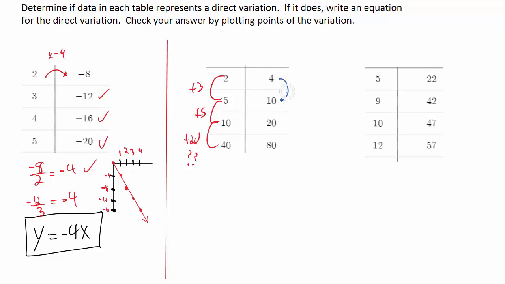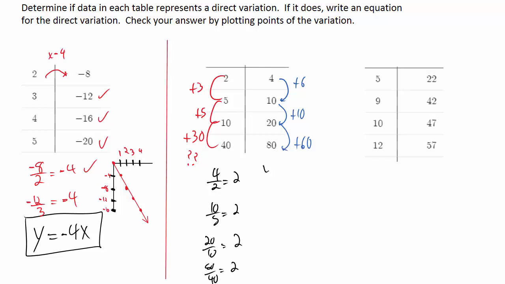So this second one, you might think, well, this can't be a direct variation because the x's and the y's change by different amounts. But here's what's important. The y divided by the x is going to be the same number each time. If I take the 4 and divide it by 2, I'm going to get 2. If I take the 10 and divide it by 5, I get 2. 20 divided by 10 is 2. 80 divided by 40 is 2. So all that matters is that there's some number that you multiply the x by to get the y.